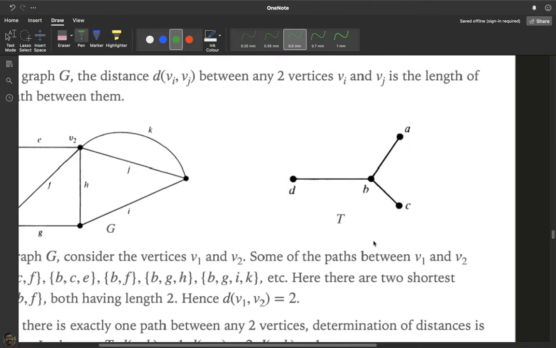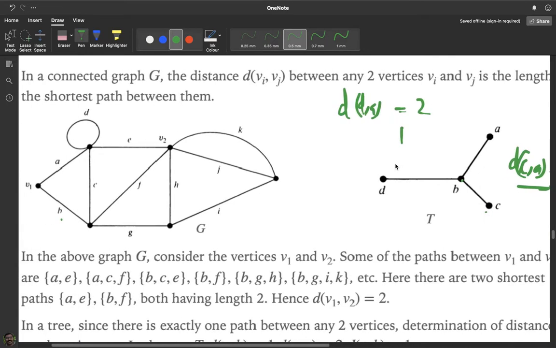Okay, for example, this is a tree. Suppose I need to find the distance between D and A. This is the only path between them. It is basically 2. Suppose I need to find the distance between C and B. It is basically 1. Distance between C and A, what's the value? I need to come to B and then I come to A. So the distance between C and A is actually 2. Because in a tree there exists exactly one path between any two pair of vertices, hence the determination of distance is much easier in the case of a tree.